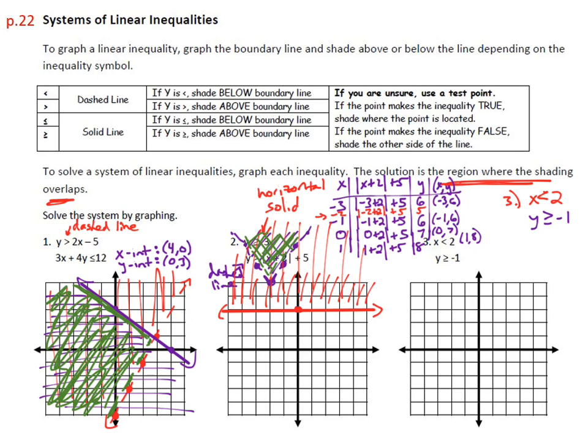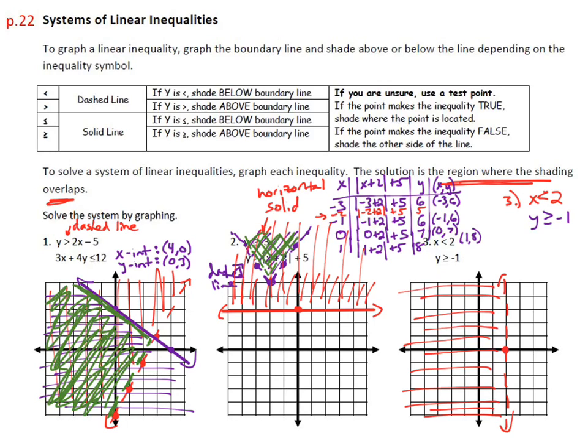So x is less than 2, that's our boundary line, x is equal to 2. So that means on our x-axis at 2, we're going to have a vertical line. This one's going to be dashed because I do not have that or equal to underneath my inequality symbol. And x is less than that value, so it's everything that's to the left. Any x value that's less than 2.